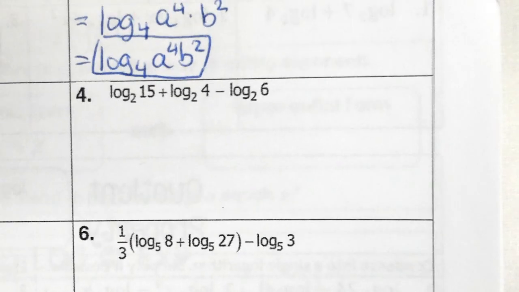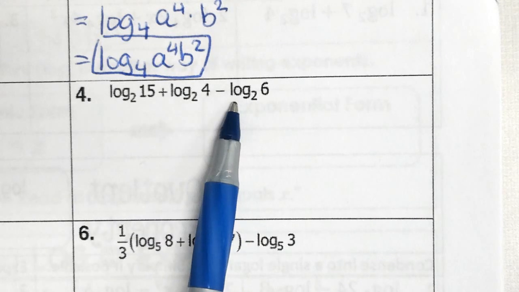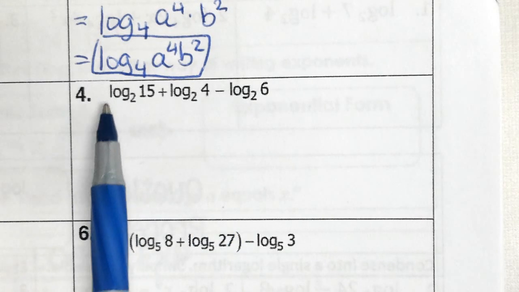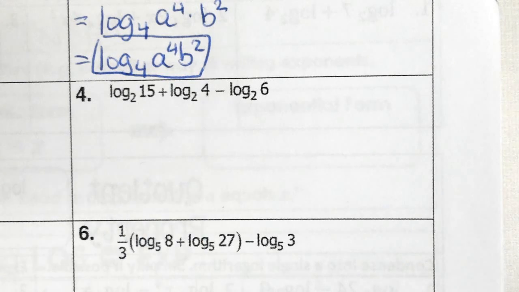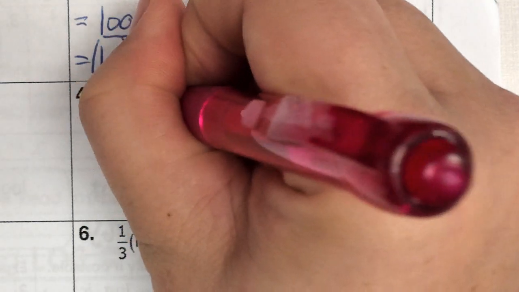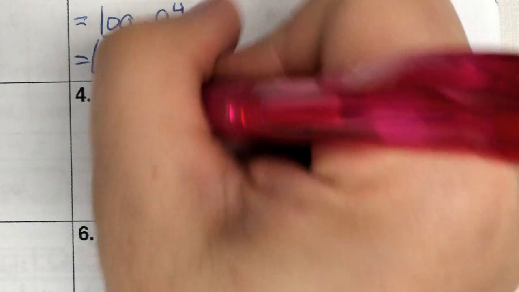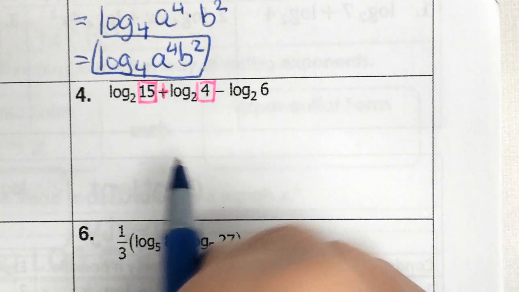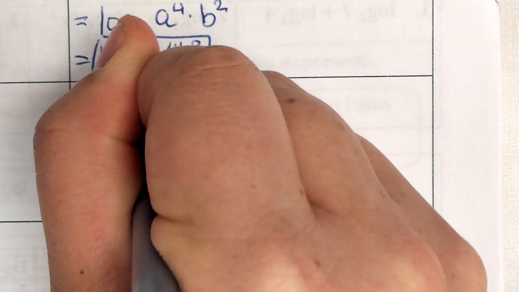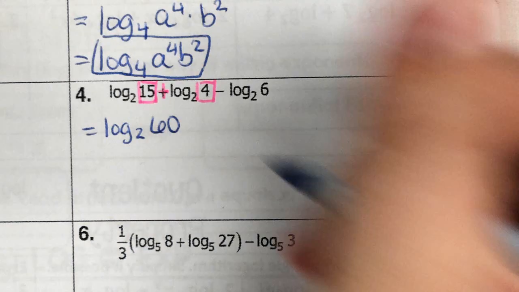And number 4. So number 4 is different because we have not 2 but 3 logs. It is not that hard. So all we're going to do is just focus on the first 2 logs. So if we're focusing on the first 2 logs, that means we're focusing on the first 2 arguments. So we have a 15 and a 4. The 15 and the 4 have a plus in between, so that means we are going to multiply these. So that's going to become log base 2 of 15 times 4, which is 60, minus log base 2 of 6.